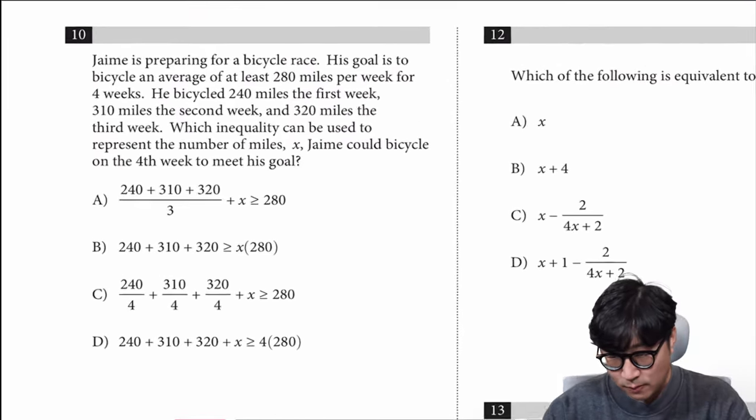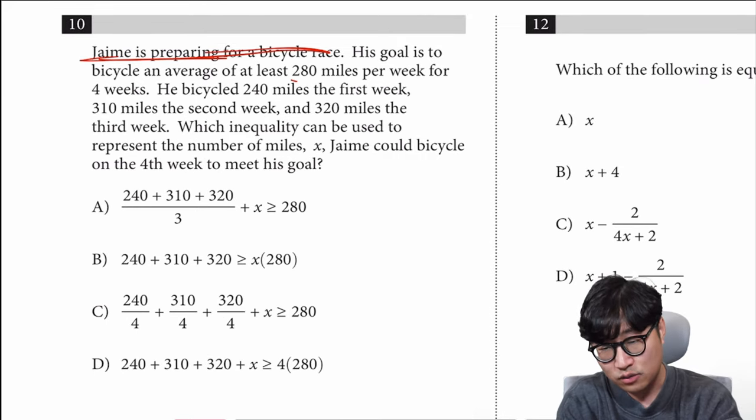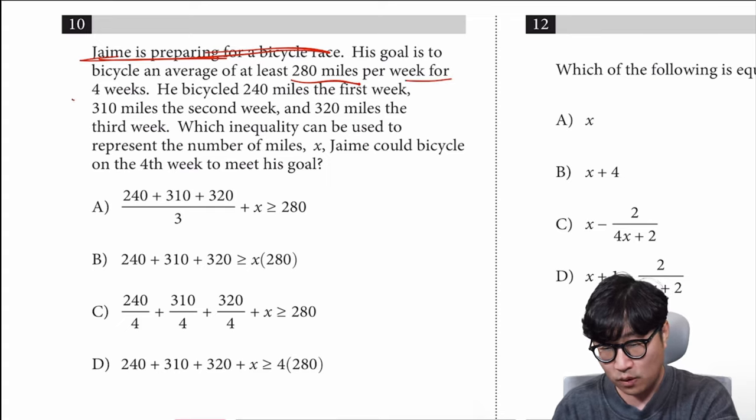Number 10. Jamie's preparing for a bicycle race. Cool story, bro. His goal is to bicycle an average of at least 280 for the 4 weeks. Okay.